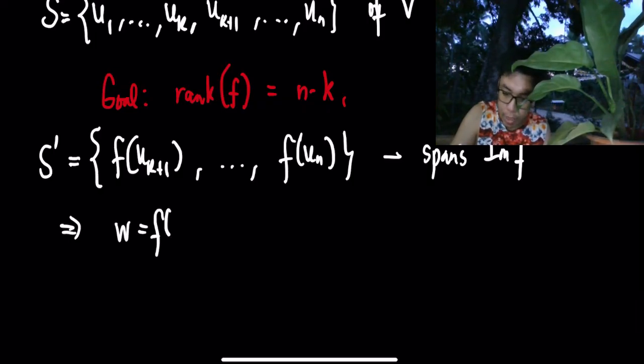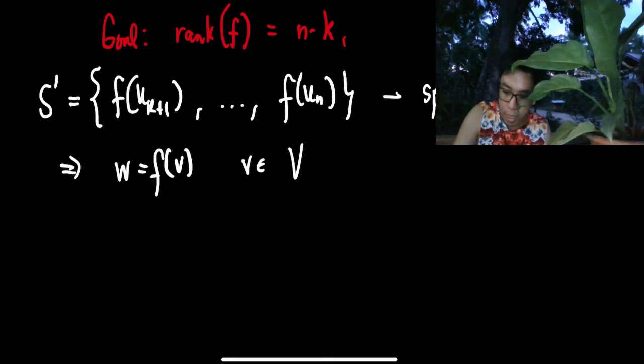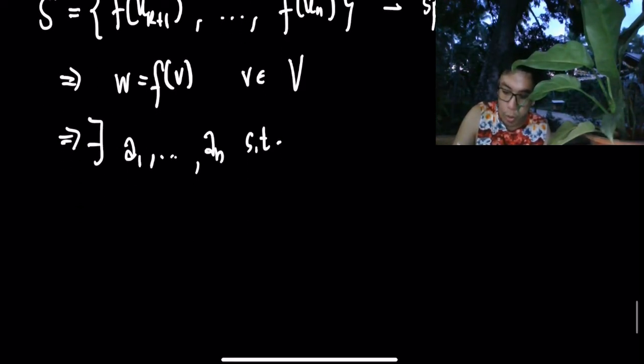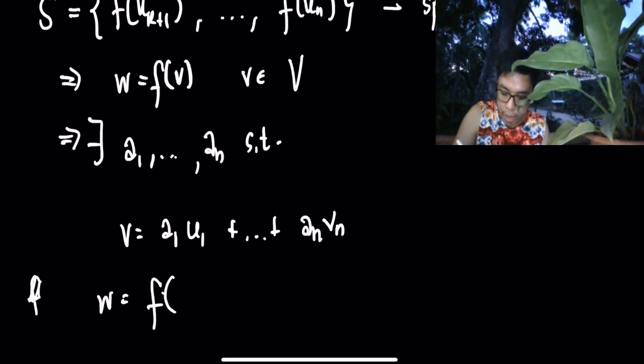Thus, W is equal to F of V for some V in the domain. Okay? So if W is equal to F of V, then there exist scalars A1 up until AN such that V can be written as a linear combination of the basis vectors. Remember that F here is a linear transformation, and so if I take F of both sides, F of V becomes W, and this is F of this thing here.